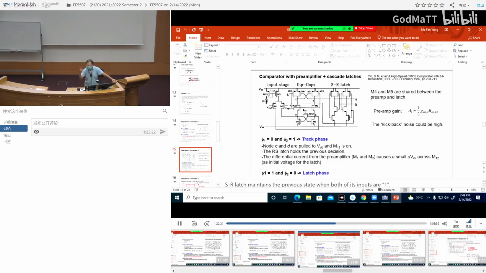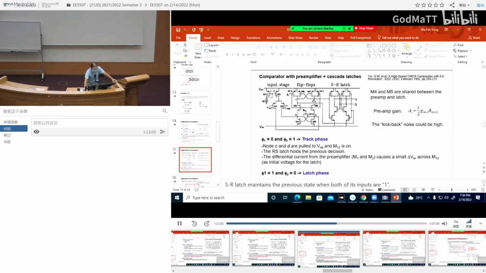So during the two phases again, the preamp phase and the latch phase. Same as previously, phi 1 equals 0 is the track phase or the preamp phase, now with an additional signal phi 2. So phi 1 must be 0, these two are off, these two are on. Phi 2 must be 1, which means this NMOS switch is on. This is the preamp phase. Like previously, because these two are on and these two are off, the top and bottom parts are decoupled, and C and D will pull high.